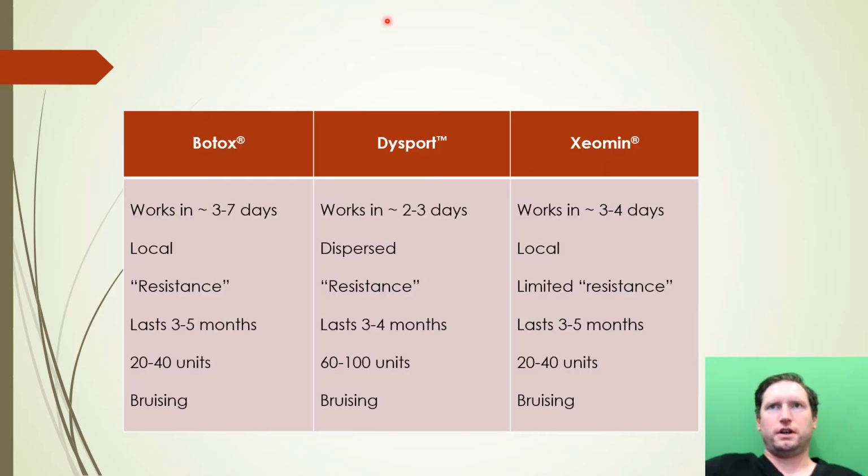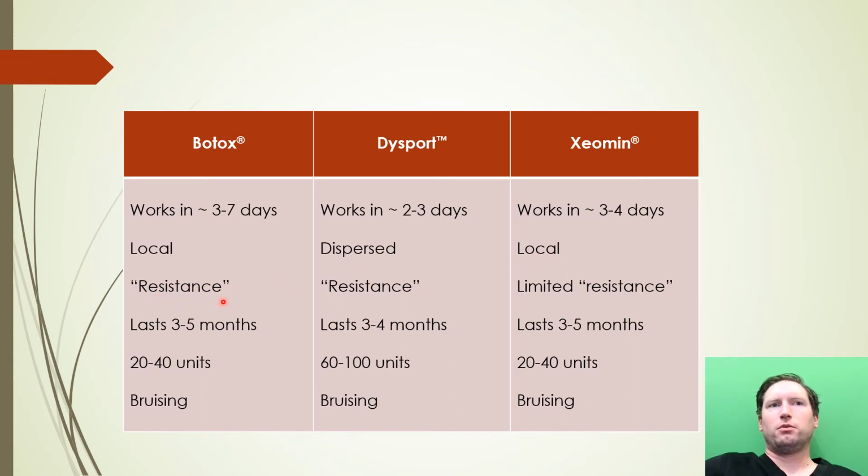So this is a chart that I created that talks about some of the general differences between these three products. Botox works in about 3 to 7 days after it's injected, and this can vary widely between people, but that's the rough estimate. Dysport works a little bit quicker, starting at about 48 to 72 hours, and Xeomin is probably somewhere in between the two, a little bit closer to Dysport than it is Botox. Botox, when it's injected, tends to act very locally, whereas Dysport ends up dispersing to the muscles that it's injected, so it's a little more widespread. Xeomin also stays pretty local.